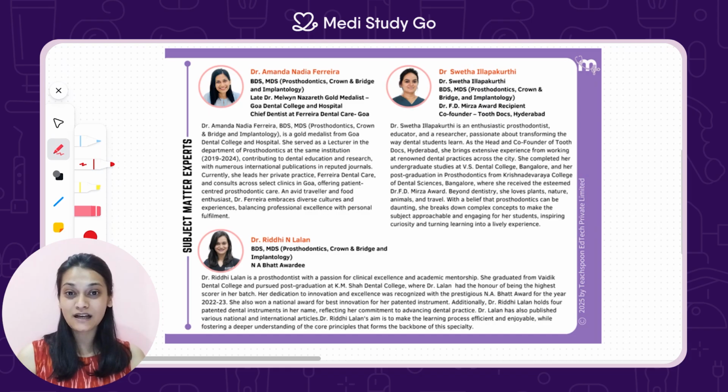So let's discuss the jaw relation. Now I want you to understand that jaw relation is divided into three types: orientation, followed by vertical dimension, and the last being the centric relation.